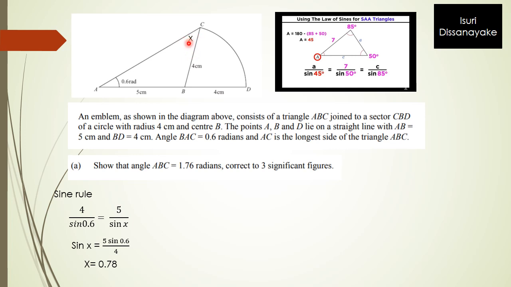We know this angle x is 0.78. We know angle A over here, it is 0.6. But we have to find the third angle over here in this triangle. You know angles in a triangle add up to 180 degrees. In terms of radians, angles in a triangle add up to pi. So pi minus 0.6 plus 0.78 is the value of the angle ABC. That is 1.76.